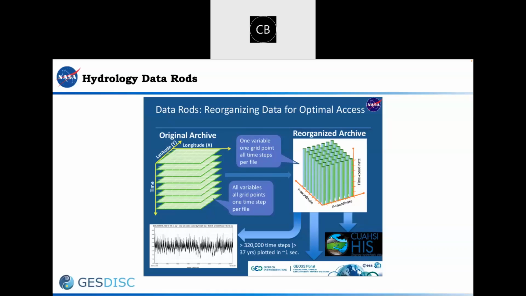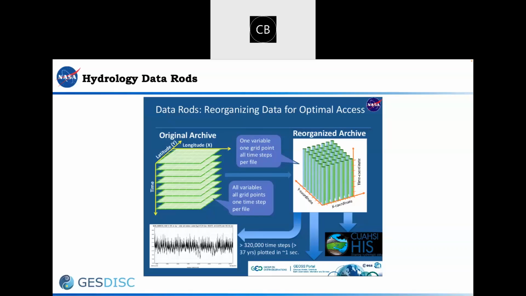So you can imagine that with a data set that has a 3-hourly time dimension, that adds up quickly over time. And so instead, what we've created is this data rods service where we organize those variables into what are called data rods, which is essentially what they resemble, at one grid point at all time steps per file. And so if you know the variable that you want to look at, the lat-long of the single grid, and the length of time that you want to look at, you can query one of these data rods, and you can retrieve all of that data in remarkably fast times.